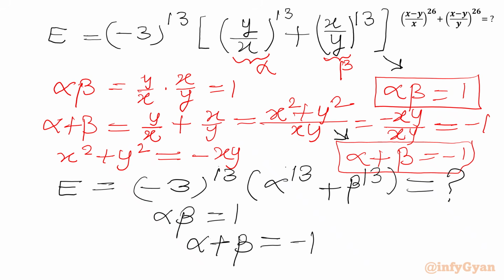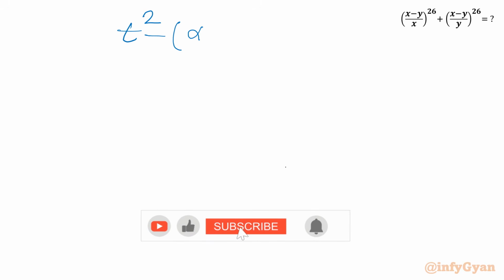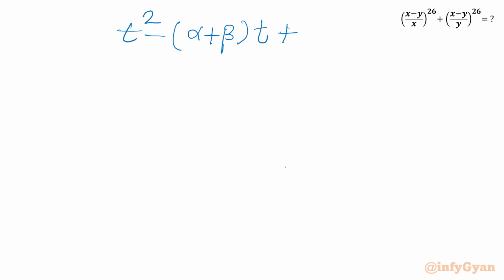Now we can think about one quadratic equation whose roots are alpha and beta. Here we have product of roots, here we have sum of roots. So we can write our equation in variable t whose roots are alpha and beta: t square minus sum of roots times t plus product of roots equal to 0. Here roots are alpha and beta.